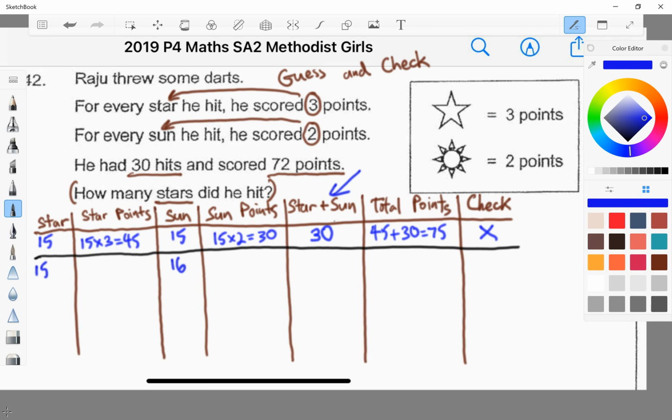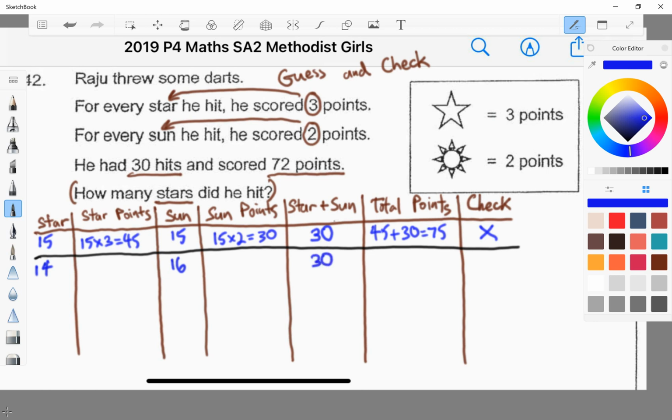Because if I were to add 15 plus 16, I will get 31, and that will be wrong, because I need my total hits to be 30. It cannot exceed 30, neither can it be lesser than 30. So for the stars, we are going to reduce it by 1. Rule of thumb: if the sun went up by 1, the star must go down by 1, such that added together it still gives me 30.